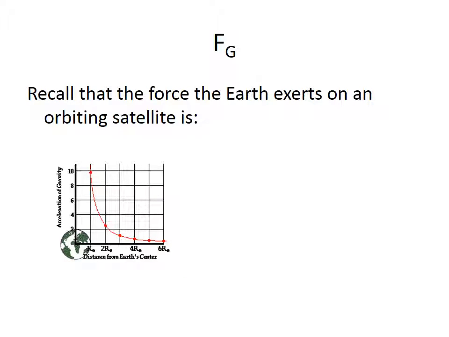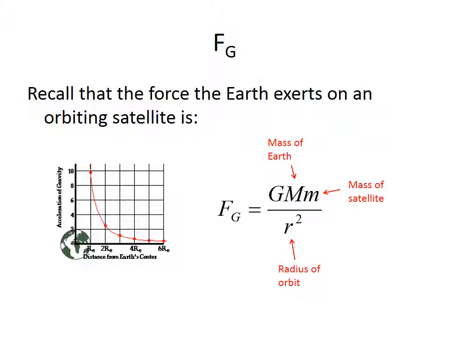First, please recall that the force that the Earth exerts on an orbiting satellite goes as the inverse square of the distance. In fact, our formula, F sub capital G, is equal to G, that's our gravitational constant, 6.67 times 10 to the negative 11 in SI units, times the mass of the Earth, times the mass of the satellite, over r squared, where r is the radius of the orbit.